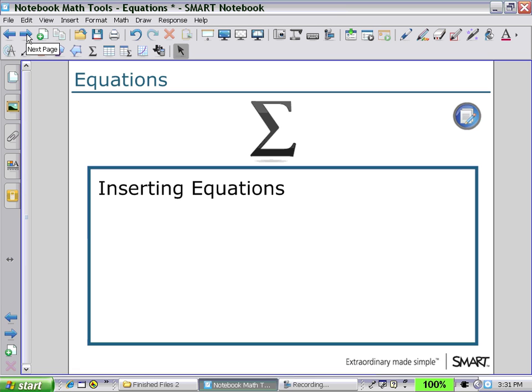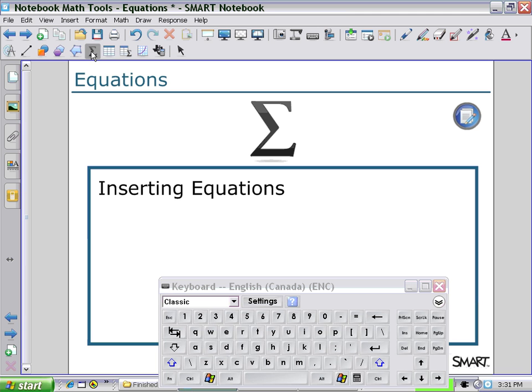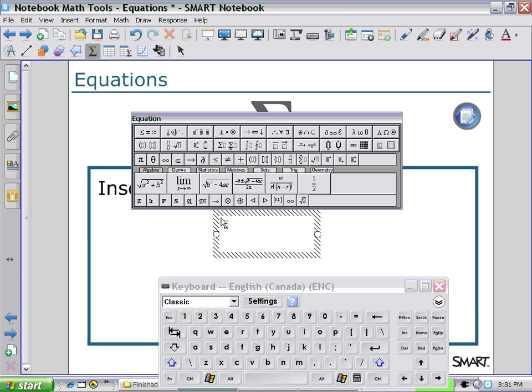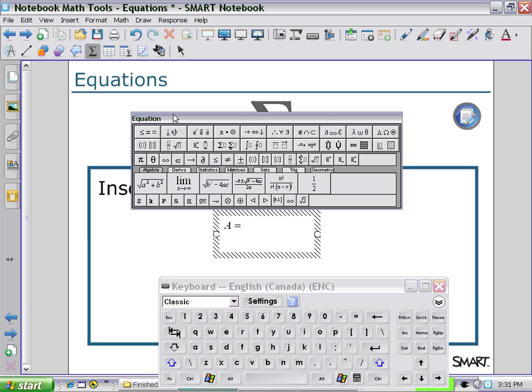First, using the equation editor to insert equations. Select the keyboard and then select the equations icon on the secondary toolbar or the math toolbar. Click on the workspace and begin to type an equation or formula such as the area of a circle, a equals pi r squared, going back and forth between the equation editor and your keyboard.